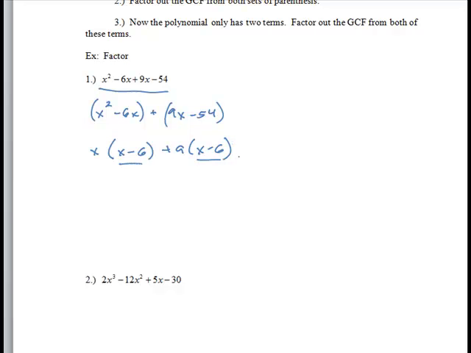Now at this point in the expression, we only have 2 terms, 2 things being added together. They both have the common factor x minus 6, so we're going to factor it out. What we're left with from the first term then is just that x. What we're left with from the second term is that plus 9. So it factors into the 2 factors x minus 6 times x plus 9.